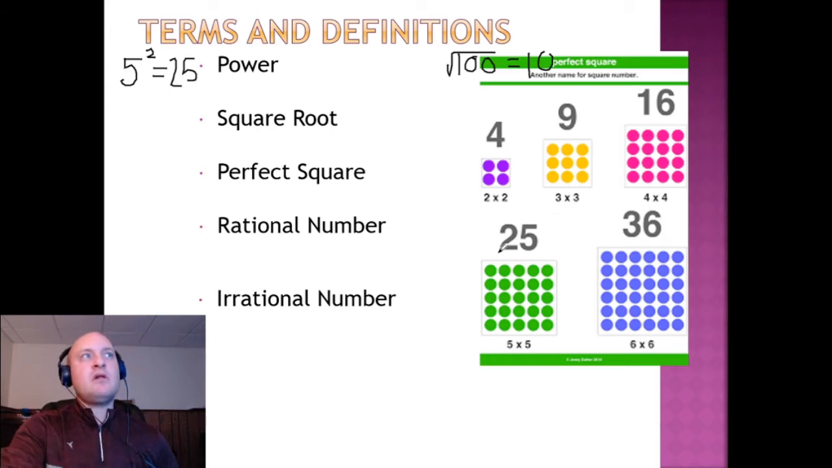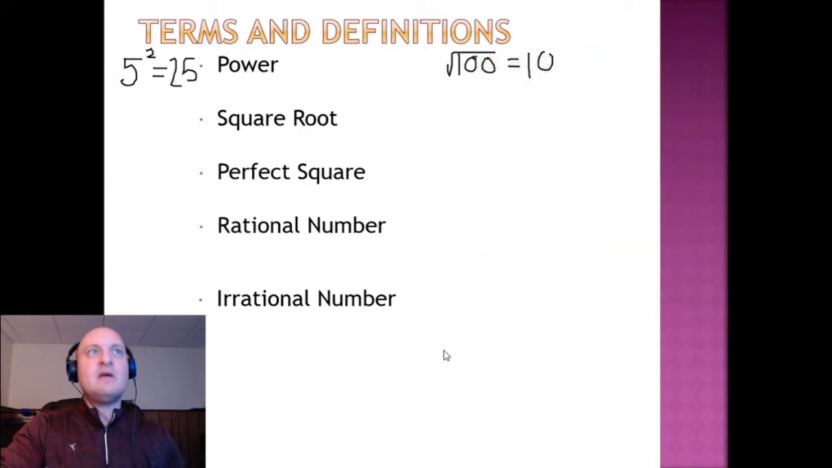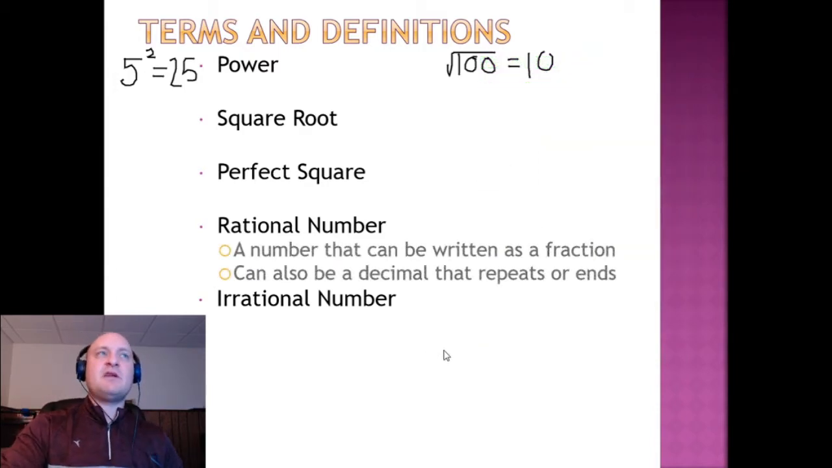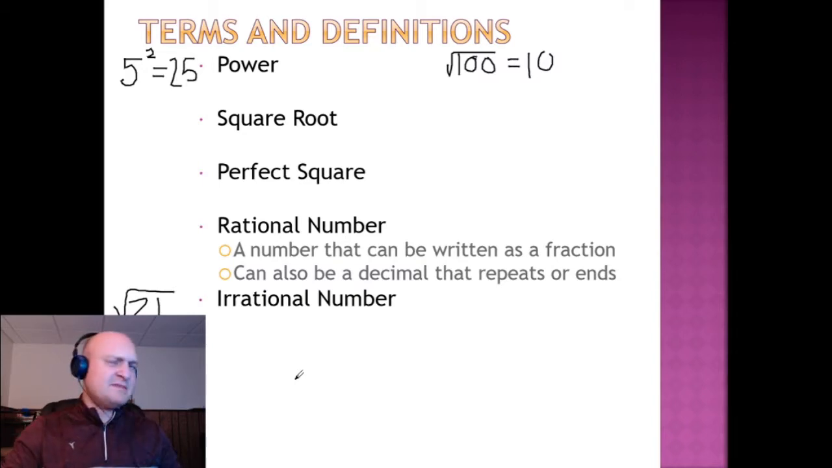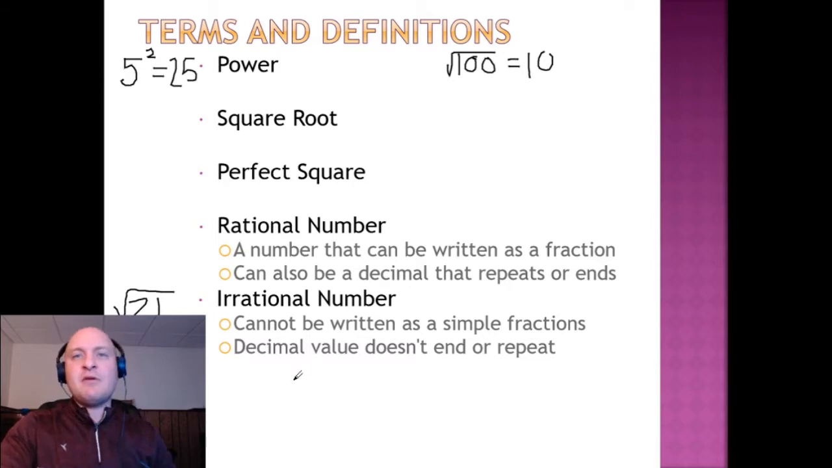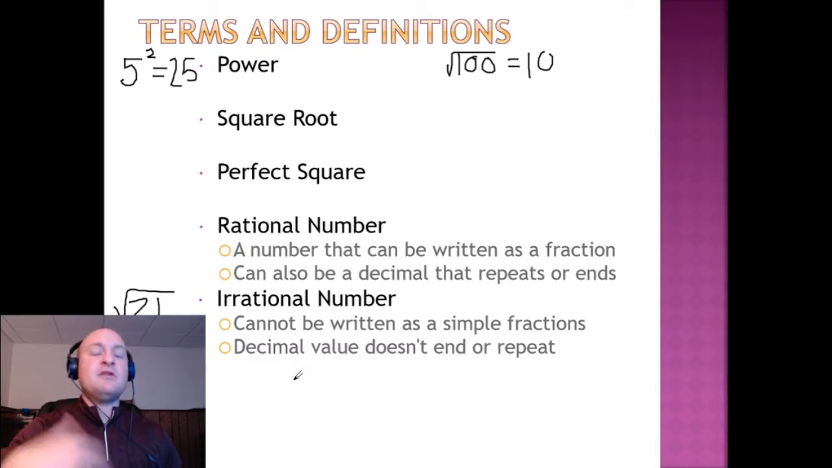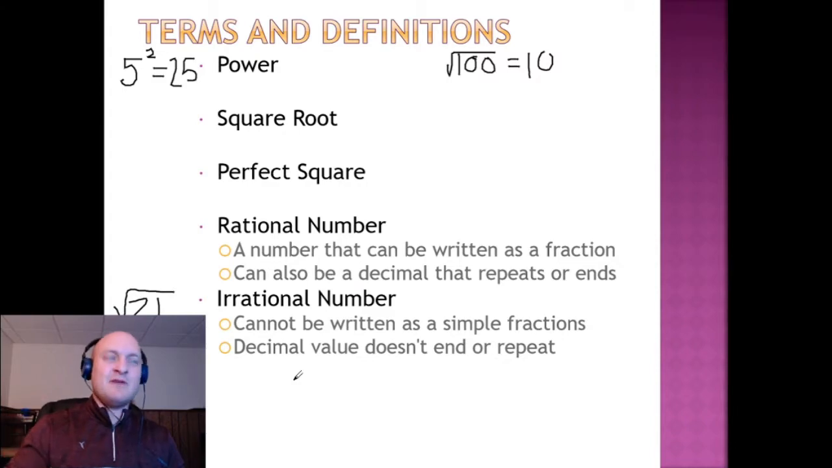Why would that matter? Well, because the numbers that are perfect squares, or the numbers that square root nicely, are rational numbers. They're numbers that can be written as fractions or as whole numbers, or they have a decimal that repeats or ends. However, other numbers that we would square root, for example, the square root of 21. Well, when you square root 21, I don't know what times itself makes 21. And that makes it an irrational number. It cannot be written as a simple fraction because when you square root 21, you get a decimal value that doesn't end or repeat.